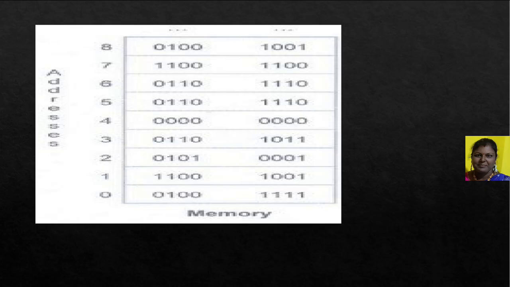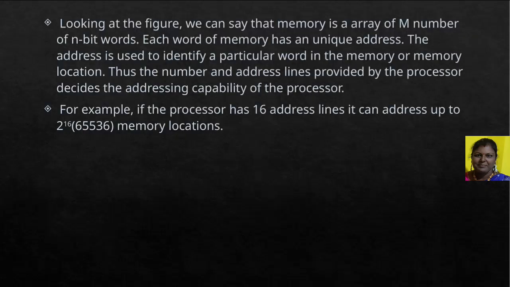Let's talk about memory and how it's organized. Memory is like an array made up of m number of words, and each word is n bits long. Every word has its own unique address, which helps the processor find exactly where to read or write data. The number of address lines on the processor determines how many memory locations it can access. For instance, with 16 address lines, the processor can address up to 65,536 different memory locations. It's all about how many addresses the processor can handle.